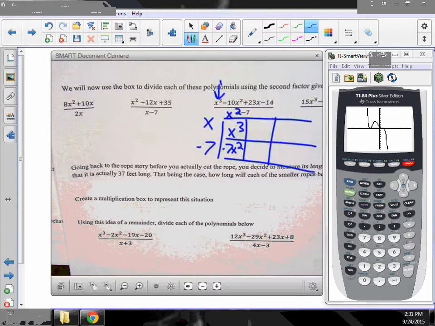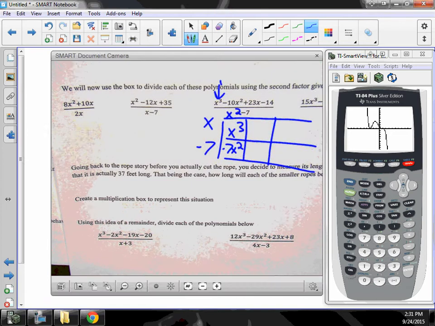How many x squareds do I need in that box? In the whole thing, I need negative 10x squared total. And I already have negative 7x squared. So how many more do I need? Negative 3. I actually need to take away 3 more x squareds in order to match this negative 10. And then once I fill in that box, I can fill in the top one, which is negative 3x. And once I figure that out, I can fill in the bottom one, which is 21x.